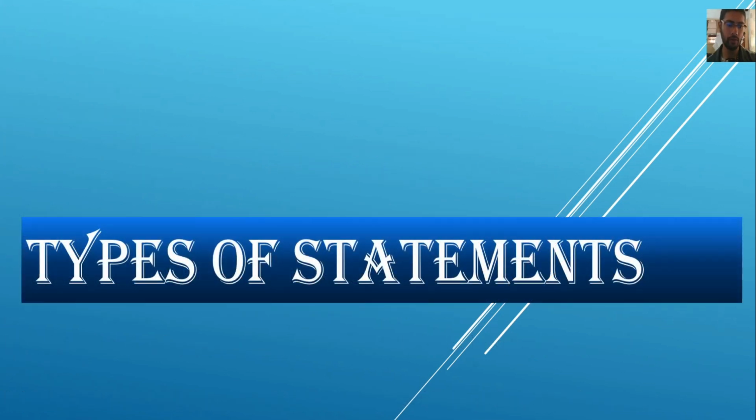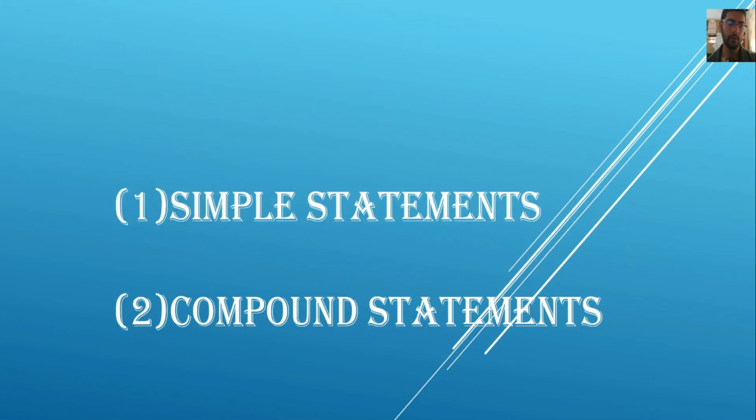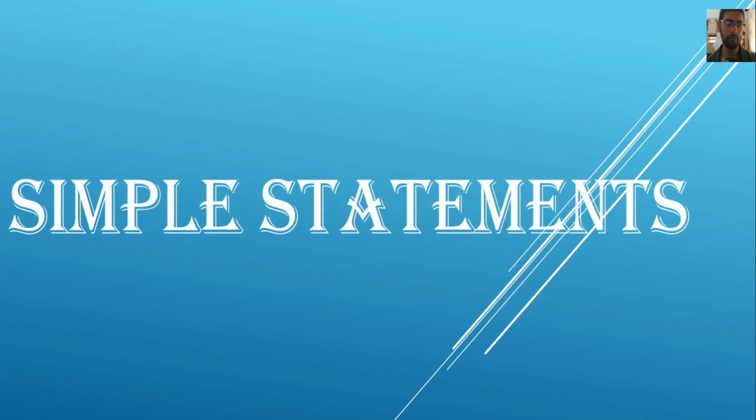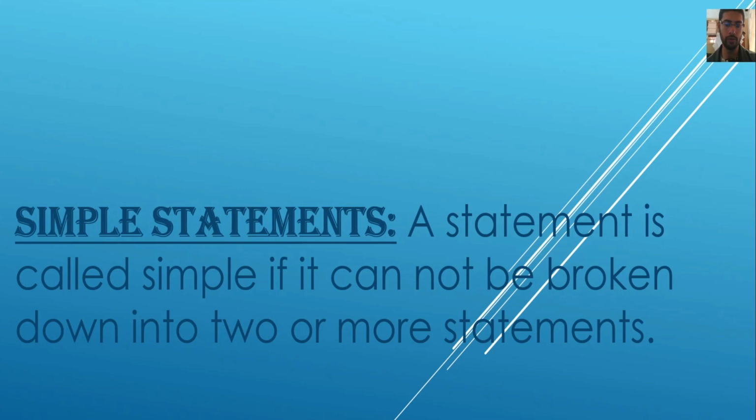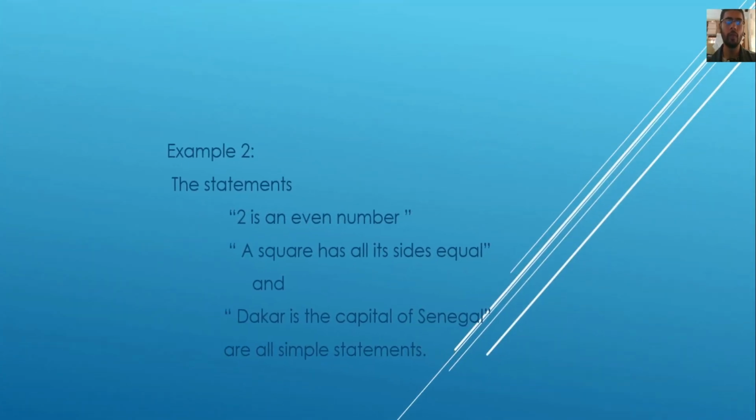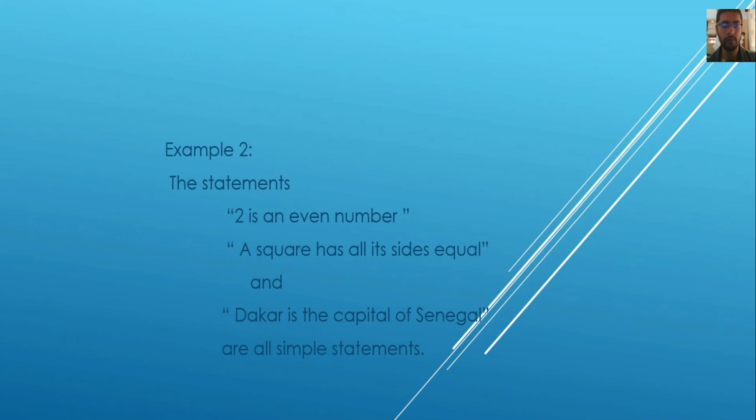Next to it is types of statements. We have basically two types of statements: simple statements and compound statements. So let's start with simple statements. Simple statements are the statements which cannot be broken down into two or more statements. So the examples are: 2 is an even number, a square has all its sides equal, Dakar is the capital of Senegal, are all simple statements.